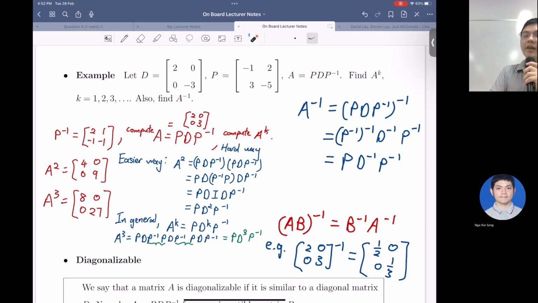So taking power also, the power of a diagonal matrix is just taking the power of the diagonal entries. So a diagonal matrix really works like a number. Think about it. A diagonal matrix really works like a number.